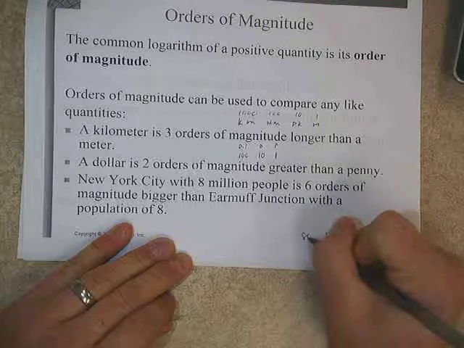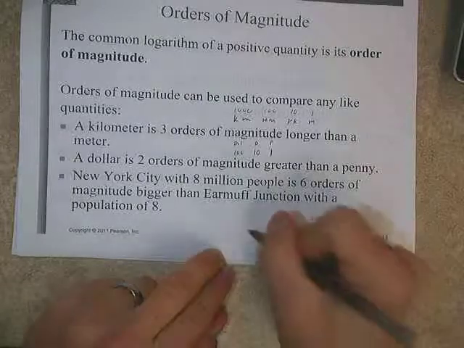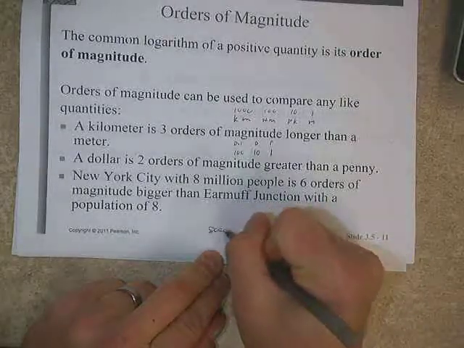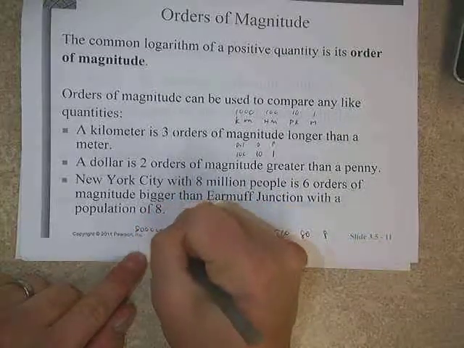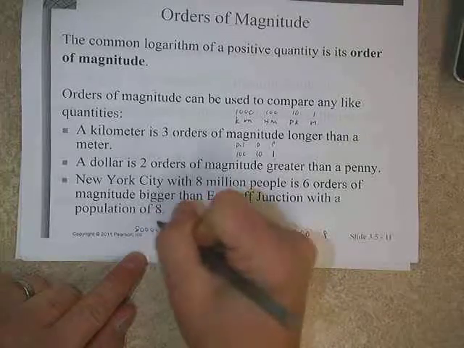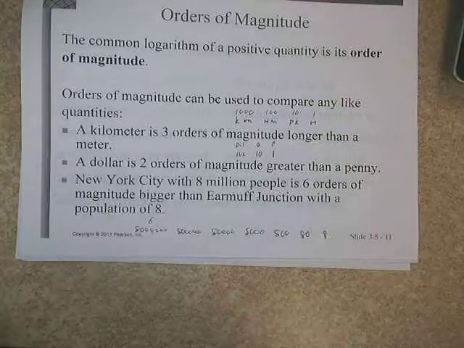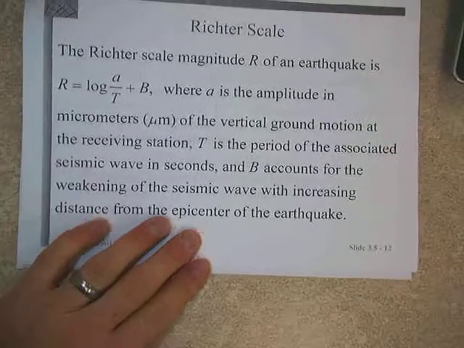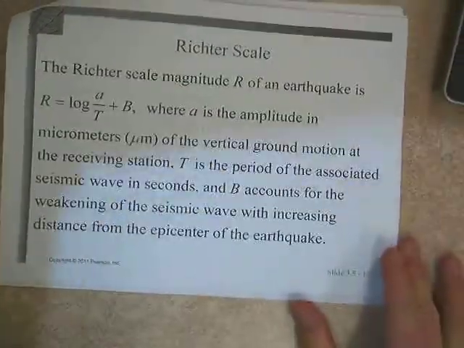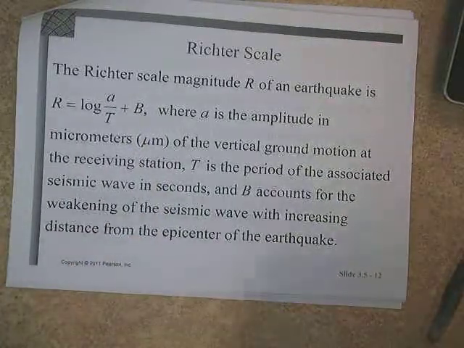If I have 8 million people in New York and I have 8 people in Earmuff Junction, so I have 8 people here, 80 would be 1 order bigger, 10 times. 800 would be 2 orders bigger. 8,000 would be 3. 80,000 would be 4. 800,000 would be 5. And then finally 8 million would be how many? 6. So we'd be 6 orders of magnitude higher if we were 1,000,000 times greater.